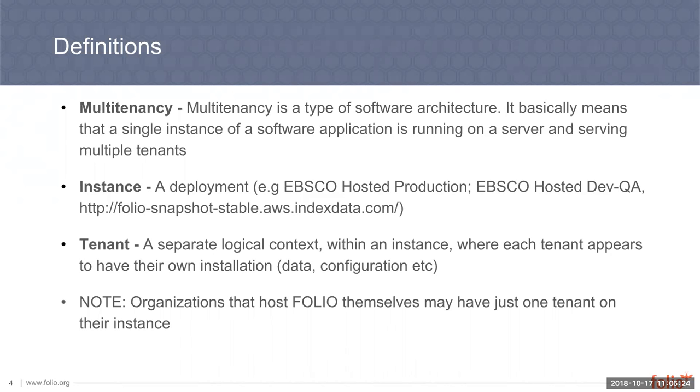And then finally, a tenant is a separate logical context within an instance where each tenant appears to have their own installation. So they've got their own data, their own configuration, and so on. So for FOLIO, the tenant is like an organization. In other multi-tenant applications, the tenant could be the user, for example, Spotify. The tenant is the user who has their own playlists and settings and so on. But for FOLIO, a tenant is the organization. And just a note down here at the bottom that organizations that host FOLIO themselves may have just one tenant on their instance. That's part of why this distinction can sometimes be a little confusing, but hopefully it's clearer now.